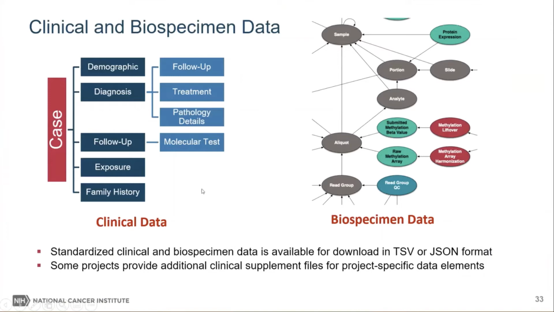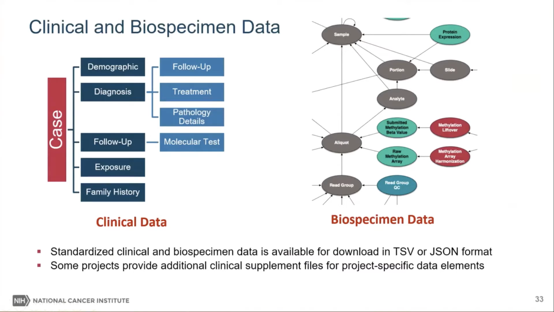This slide shows the organization of clinical and biospecimen data within the GDC. Within clinical data across projects, each individual case has information on patient demographics, diagnosis, follow-up, exposure, and family history. The diagnosis data has another level of information on follow-up, treatment, and pathology details, while molecular test information is provided within the follow-up. Within the biospecimen data model on the right, a subset of the GDC data model is shown as shown before.